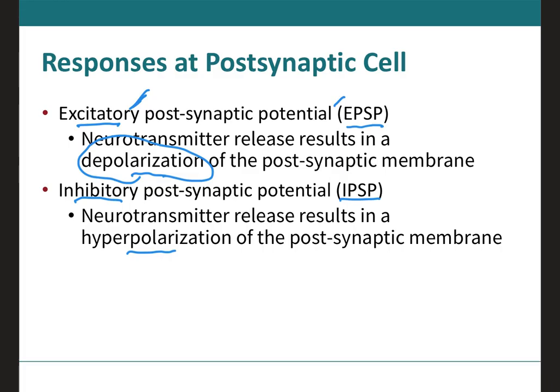Now, common examples of excitatory neurotransmitters are acetylcholine and glutamate, for example. And common examples of inhibitory neurotransmitters can be glycine and GABA, but some will actually cause both, sometimes excitatory, sometimes inhibitory, and this will depend on the specific receptor and the location. Some examples of neurotransmitters that can cause both excitatory and inhibitory responses can be dopamine, serotonin, and norepinephrine.